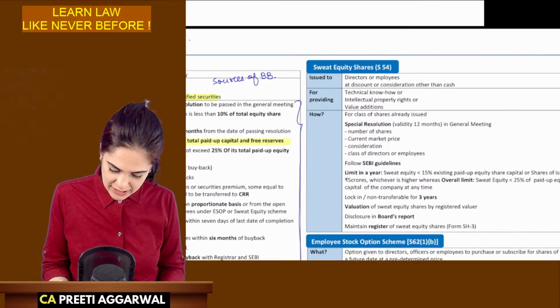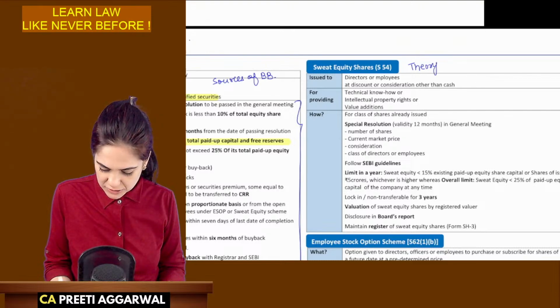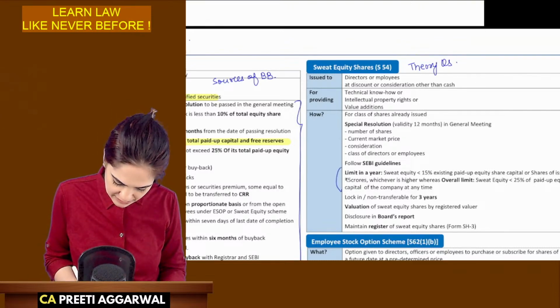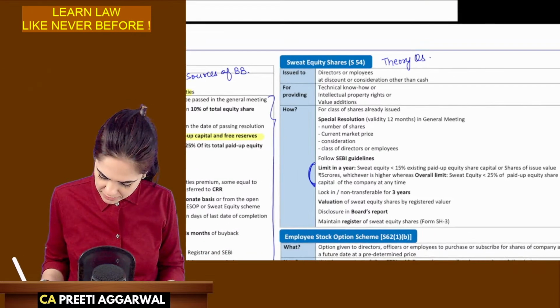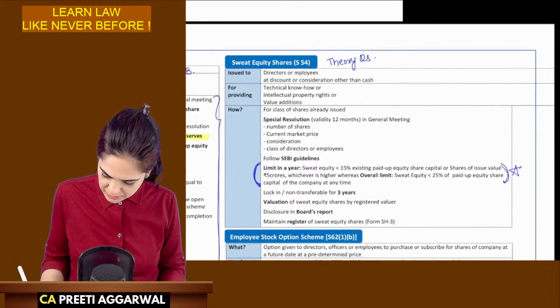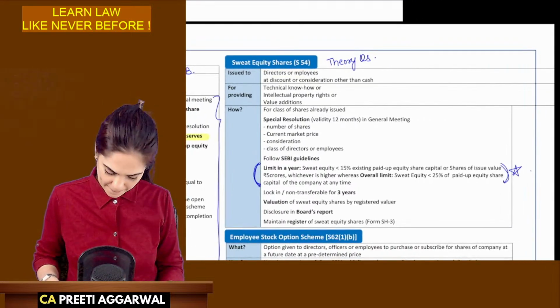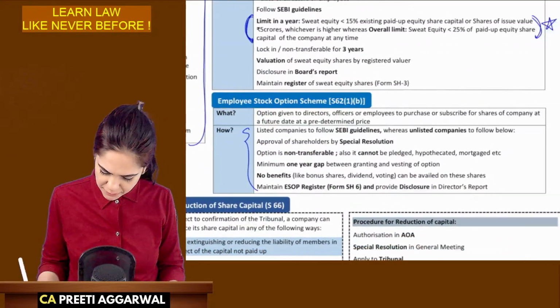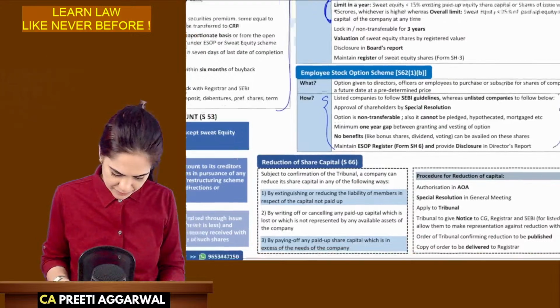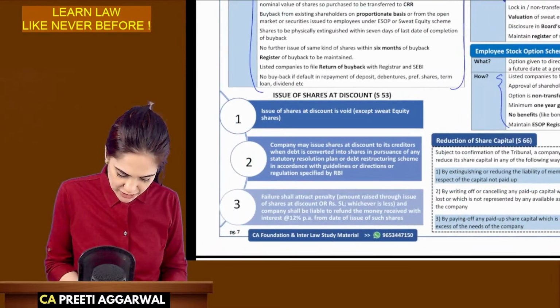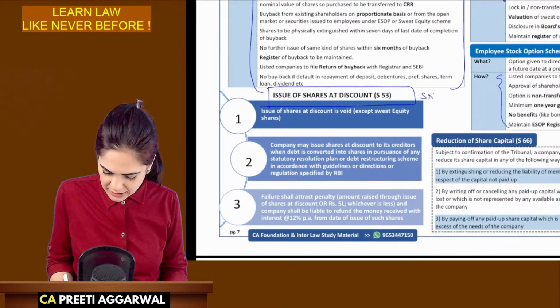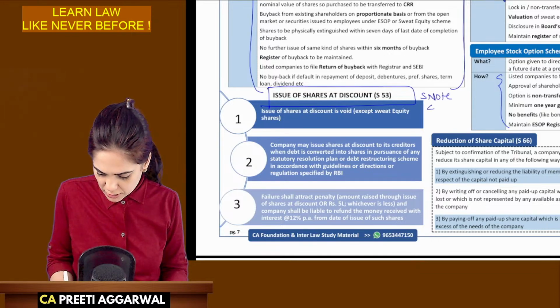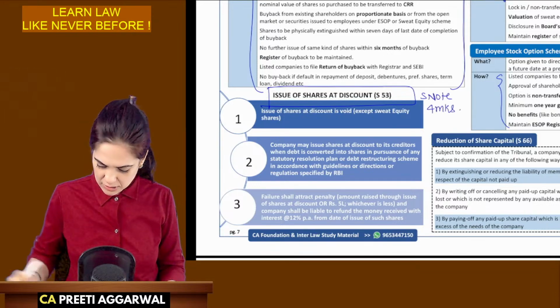Sweat equity, yes, can be asked as a theory question. The limits are important. Please learn the limits. ESOP, again, the procedure is important, the theory is important. Issue of shares at discount can be asked as a short note for 4 marks.